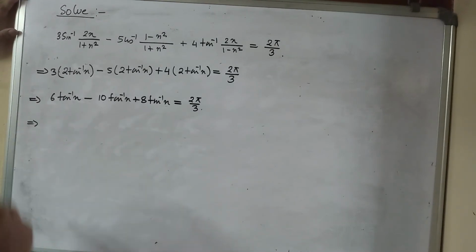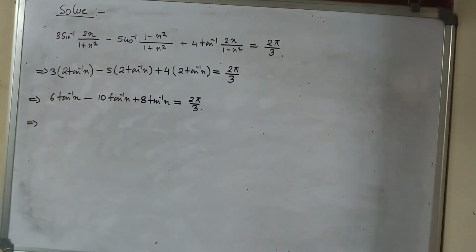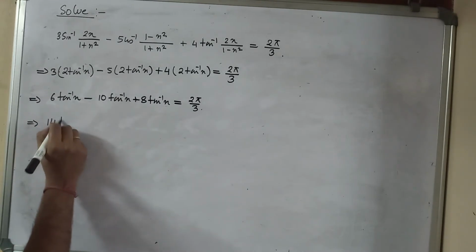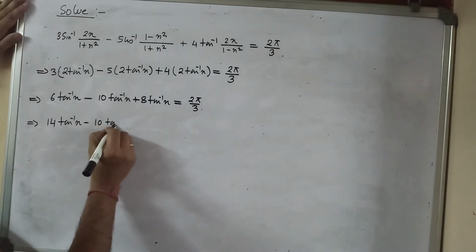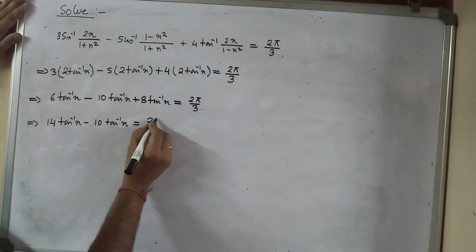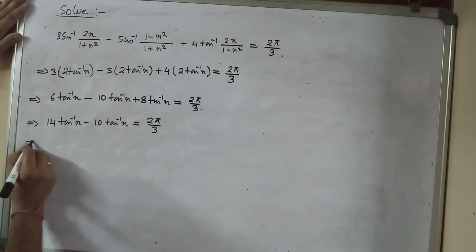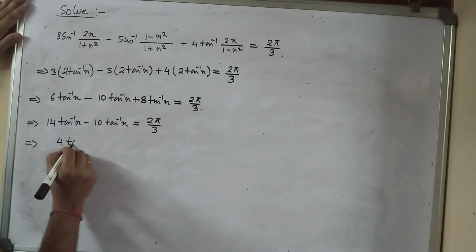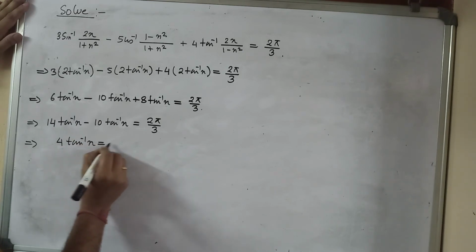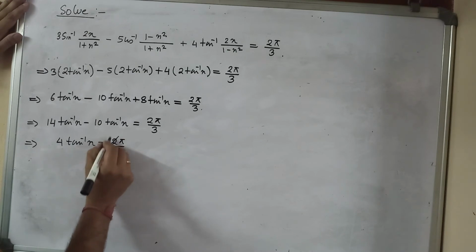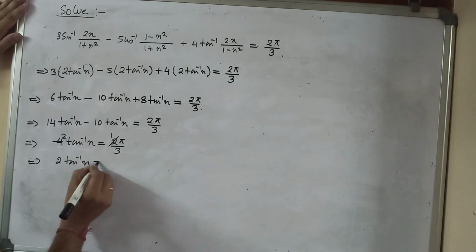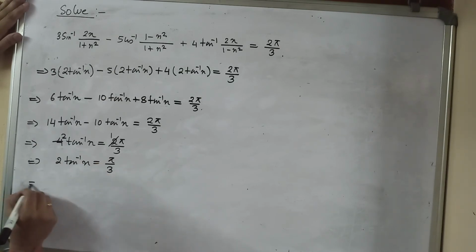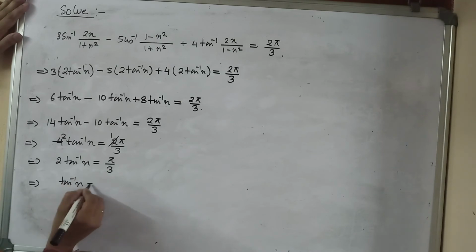Now then, addition and subtraction you have to do. 8 plus 6 is 14. 14 tan inverse x minus 10 tan inverse x equals 2 pi by 3. 14 minus 10 is 4. 4 tan inverse x equals 2 pi by 3. 2 1s are 2, 2 2s are 4. Now it is 2 tan inverse x equals pi by 3. And tan inverse x equals, I'll bring this 2 over here, pi by 6.